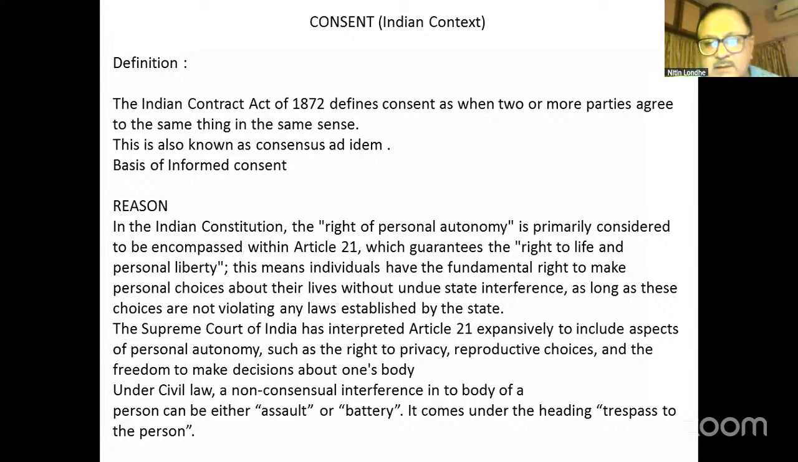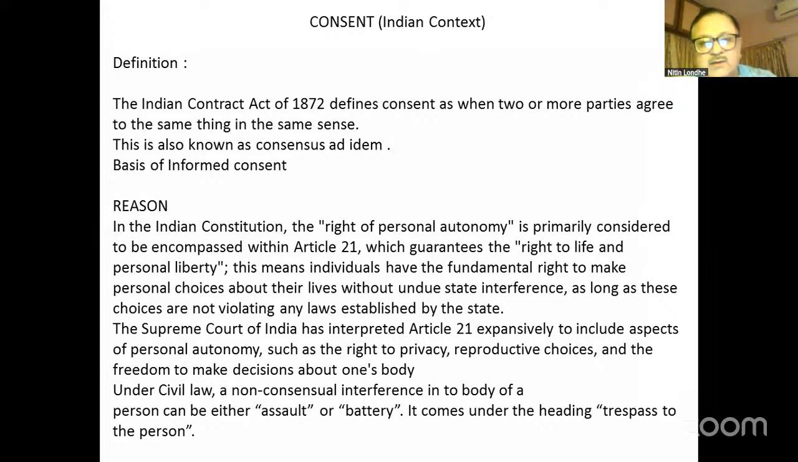Now, let me bring it to your notice that consent was initially defined in the Indian Contract Act of 1872. And that defines consent as when two parties agree on the same thing in the same sense. What is important is the same sense. This is also known as consensus ad idem, and this forms the basis of an informed consent.